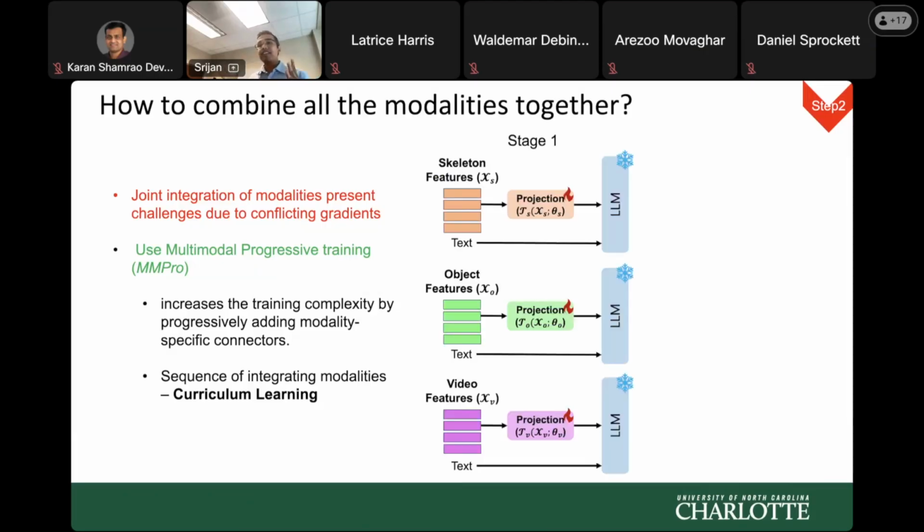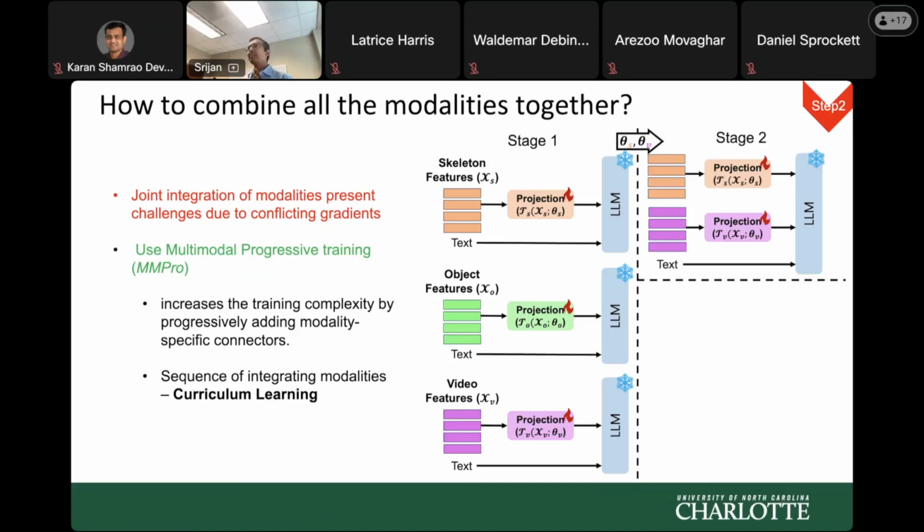So there are different stages of training the model. In stage 1, we train each modality by feeding them into the LLM embedding space. In stage 2, we take 2 modalities which were performing better in stage 1. How do you track that? By tracking the losses. If your loss is going down, that means it's a modality which is optimizing very well compared to the others. We take the best 2 modalities, we integrate them in stage 2.